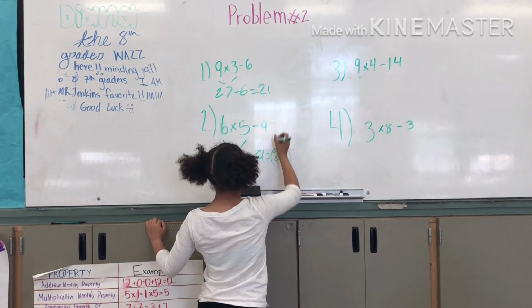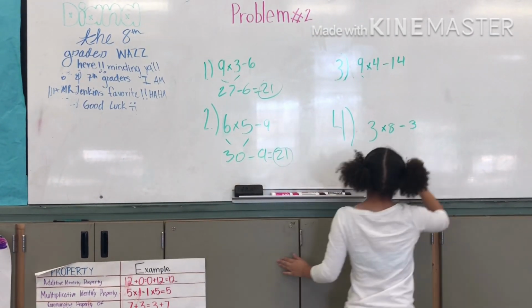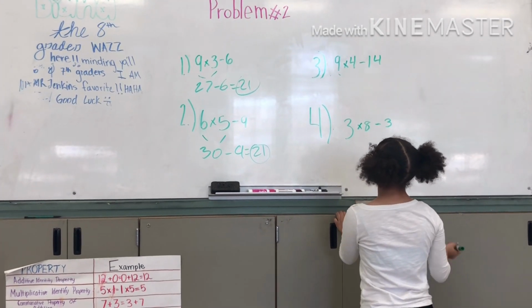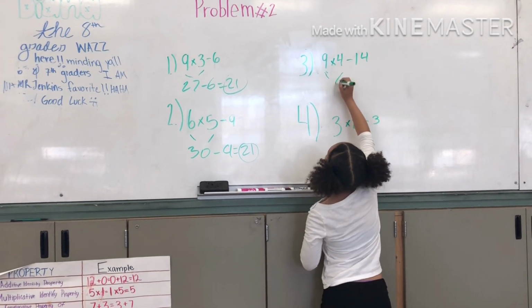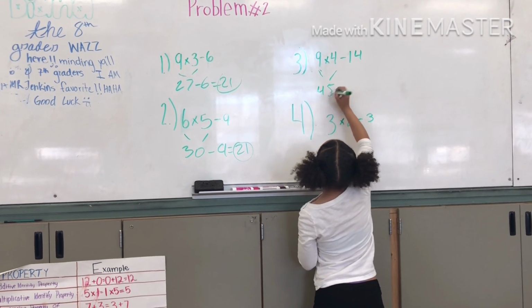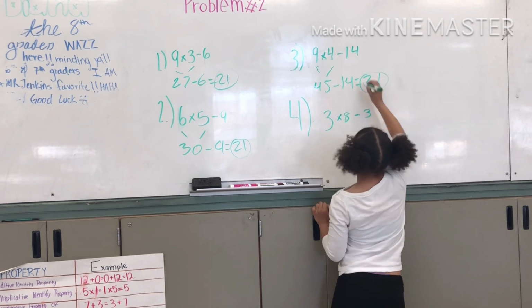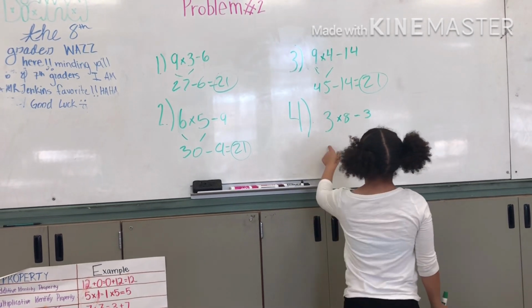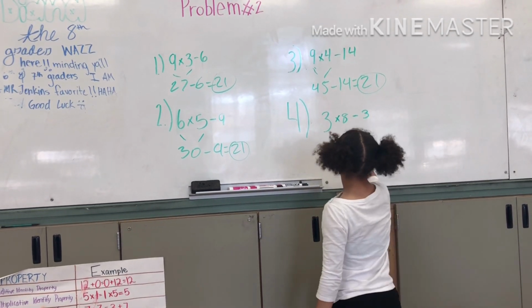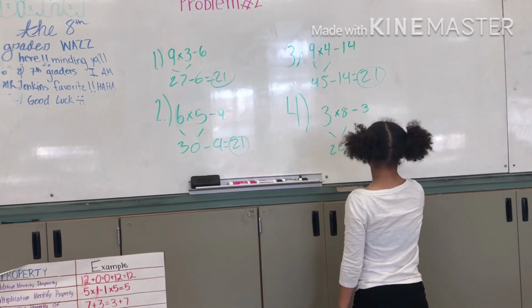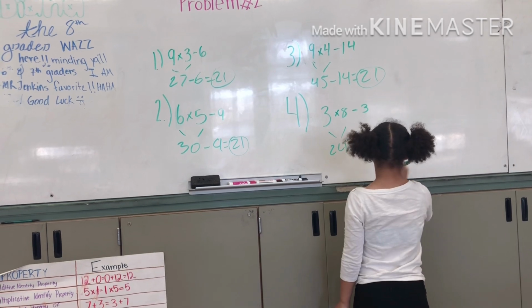The third way we can do this is 9 times 4 minus 14. 9 times 4 would give you 45, minus 14 would give you 21. Finally, we can do 3 times 8 minus 3. 3 times 8 would give you 24, minus 3 would give you 21.